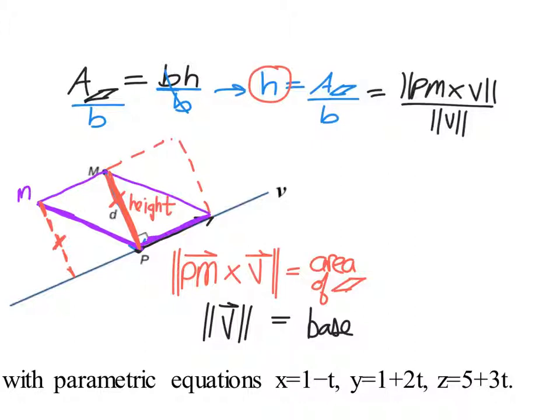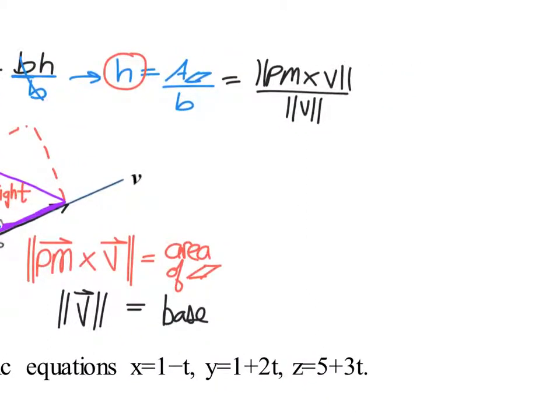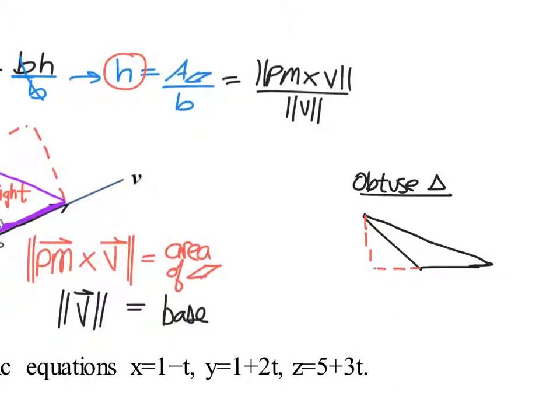It goes all the way back to finding the height, for example, of an obtuse triangle. So how would you do that if it was an obtuse triangle, which would look something like this, and you needed to find the height? You'd drop an altitude on the outside of it and extend your base and then find this distance. This would be the height. So it's the same idea.